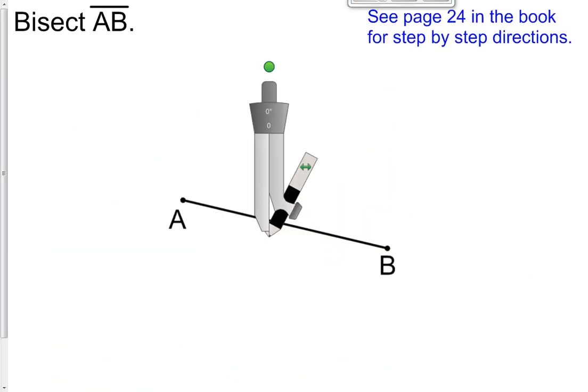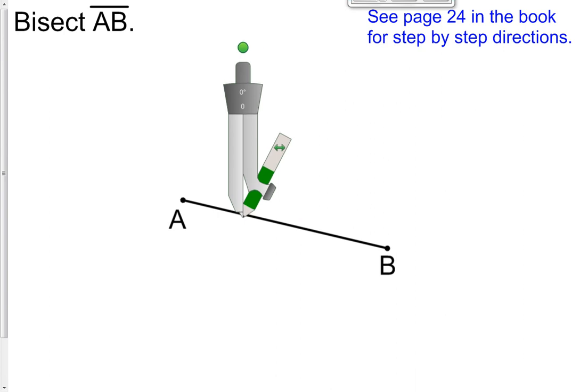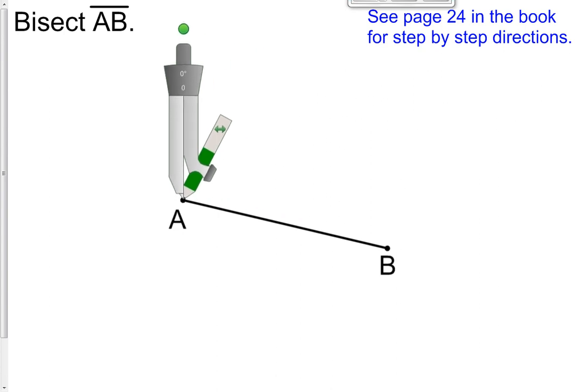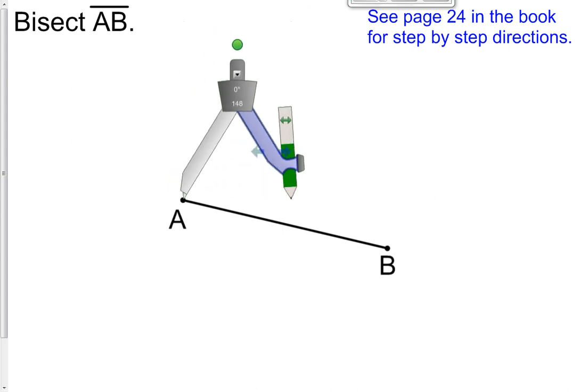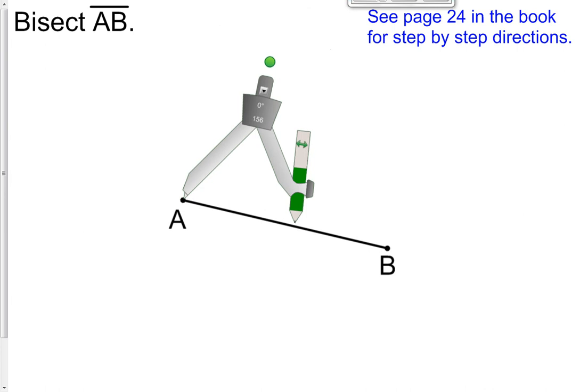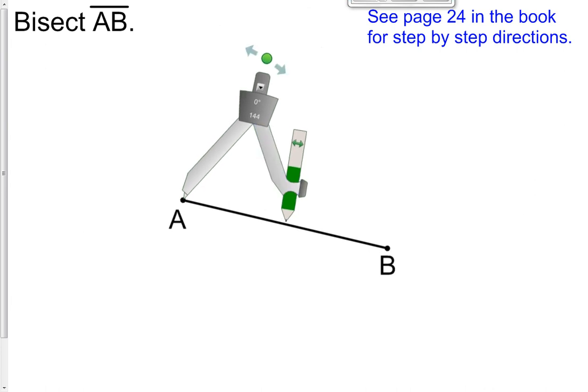Next one is to bisect segment AB. So to bisect a segment, what we're going to do here is you're going to put the needle at point A, and the restriction on this one is you have to open up your compass so that it is at least greater than half the distance of AB. So half the distance of AB is approximately right there, and you want to open up your compass so that it's more than halfway. What I usually do is I usually open it up about 3/4 of the way.